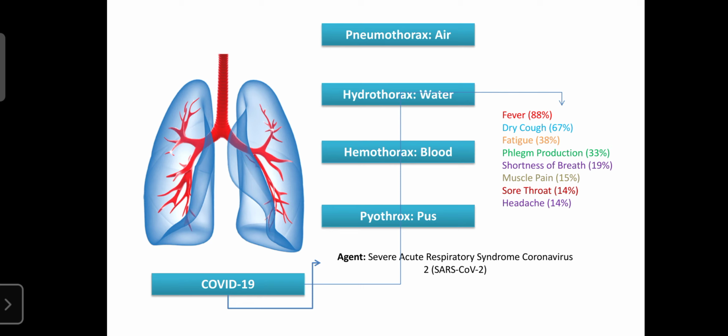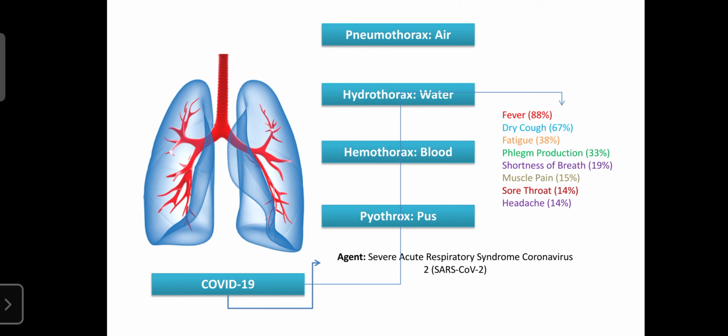Then, due to dysbarism, a change in atmospheric pressure, or any problem, there is bleeding in the lungs, which causes accumulation of blood in the lungs and then inflammation. That condition is known as hemothorax. The last one is pyothorax: due to any infection, pus accumulates in the lungs, and that condition is known as pyothorax.